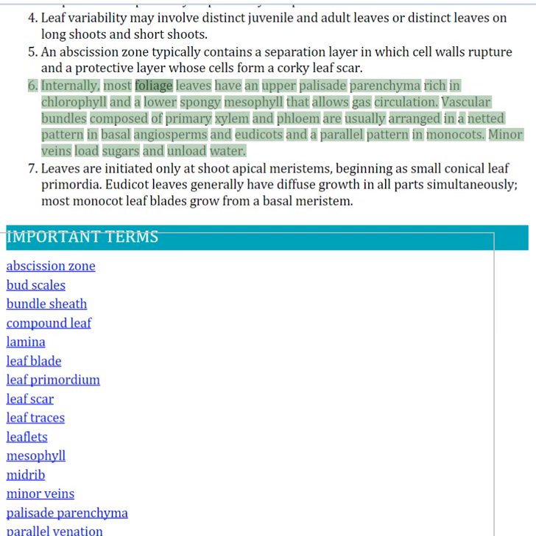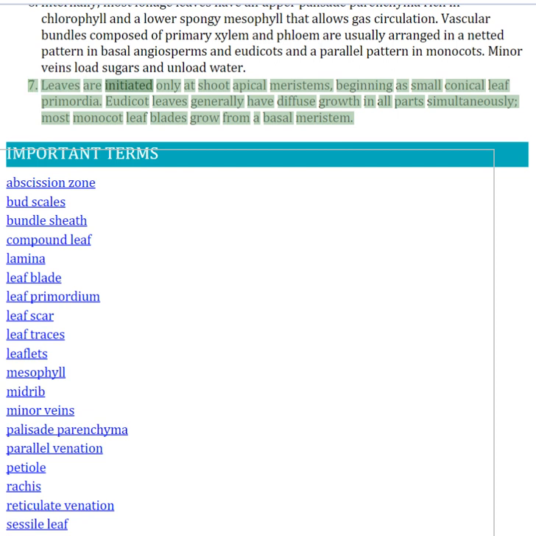6. Internally, most foliage leaves have an upper palisade parenchyma rich in chlorophyll and a lower spongy mesophyll that allows gas circulation. Vascular bundles composed of primary xylem and phloem are usually arranged in a netted pattern in basal angiosperms and eudicots and a parallel pattern in monocots. Minor veins load sugars and unload water. 7. Leaves are initiated only at shoot apical meristems, beginning as small conical leaf primordia. Eudicot leaves generally have diffuse growth in all parts simultaneously. Most monocot leaf blades grow from a basal meristem.